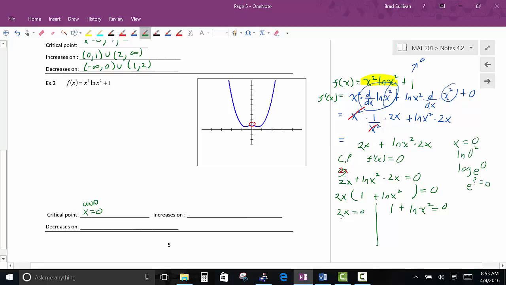Okay, so what we have on this one is we already got this critical point, x equals 0. So we've already got that taken care of right there. We already figured that out. Now we need to solve this equation: 1 plus ln x squared is equal to 0. So the way I'm going to do this is ln of x to the second is equal to -1.